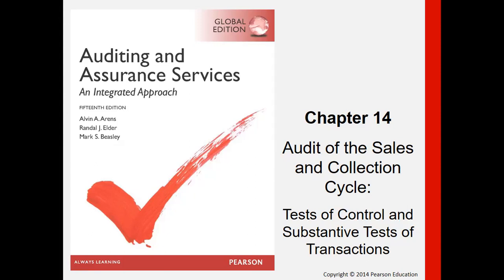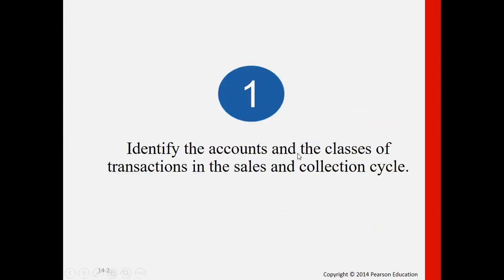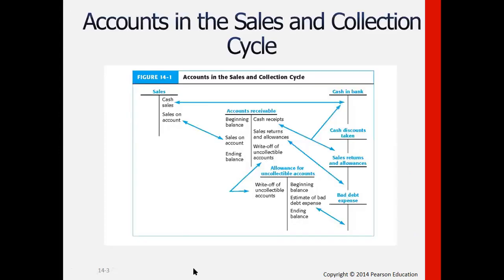So to continue for this particular discussion, number one is we have to identify the accounts or account titles which are affected here and the classes of transactions in the sales and collection cycle. So in this illustration, we can see here in figure 14-1, which is all about accounts in the sales and collection cycle, wherein we can see the specific accounts affected.